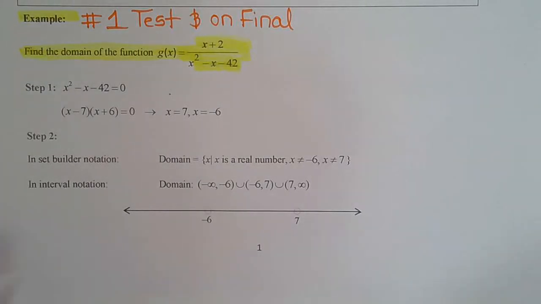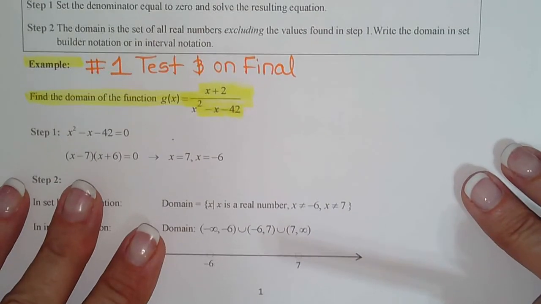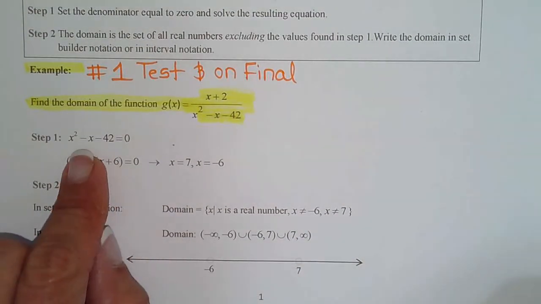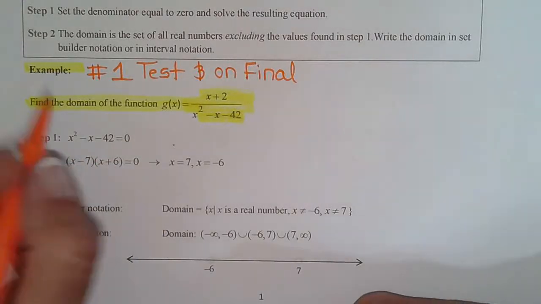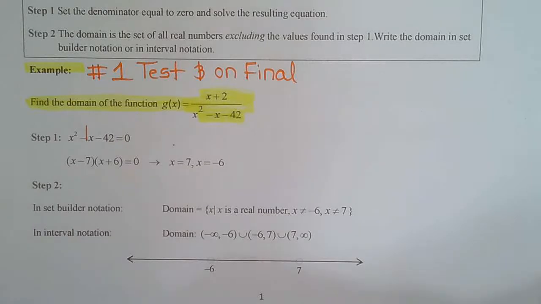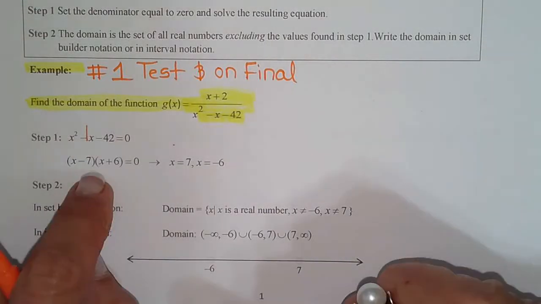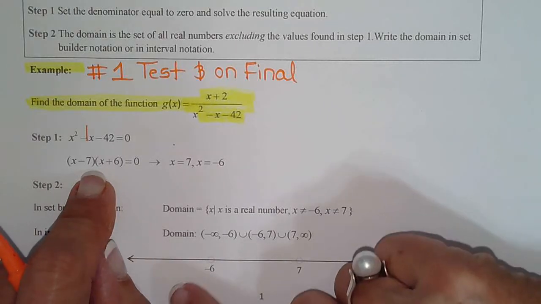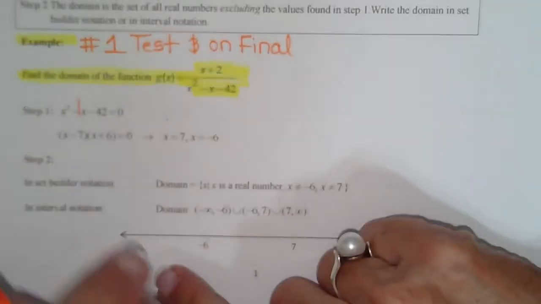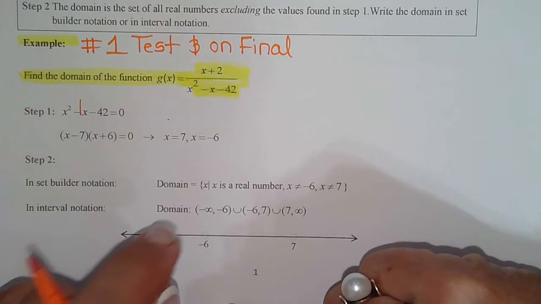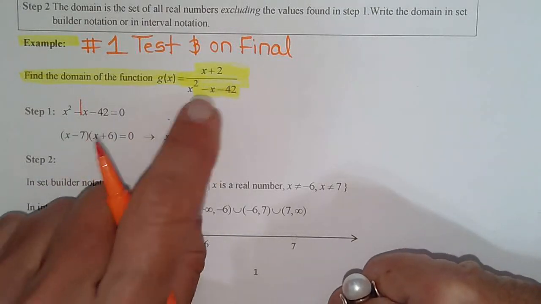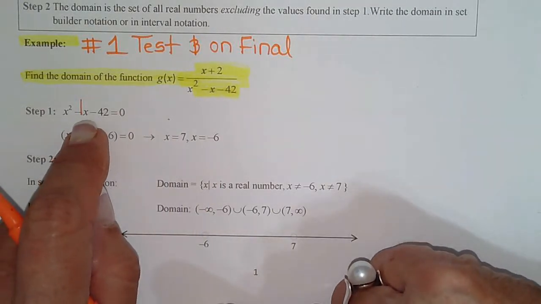So to find the domain, according to the directions above, first we set the denominator equal to 0. So x squared minus x minus 42 equals 0. And remember how I said every problem you do in Chapter 5 is going to involve factoring? Well, look at that. Factoring. So that's why I stressed it so hard in Chapter 4, because you're going to factor like there's no tomorrow in this chapter.